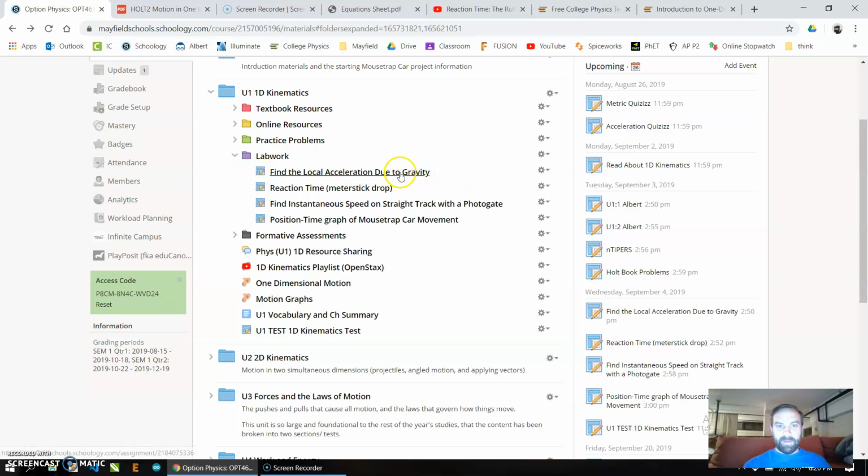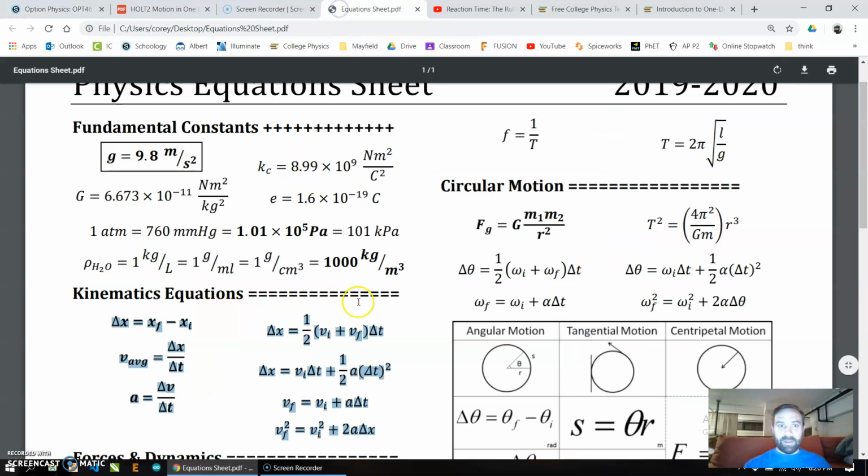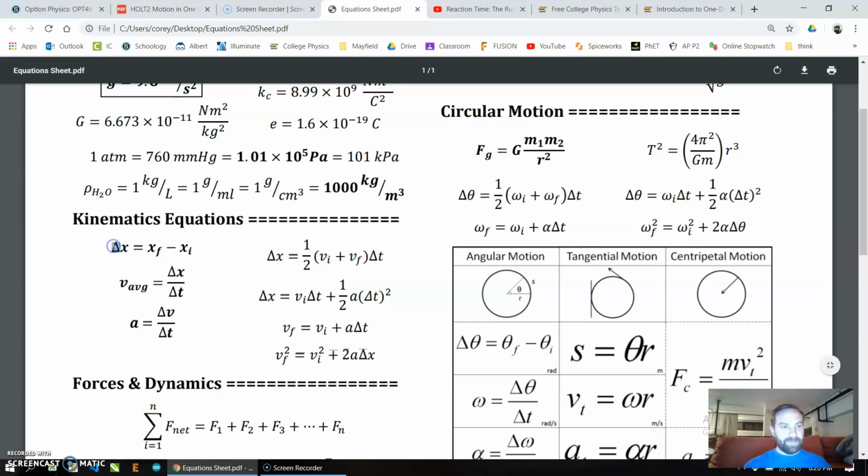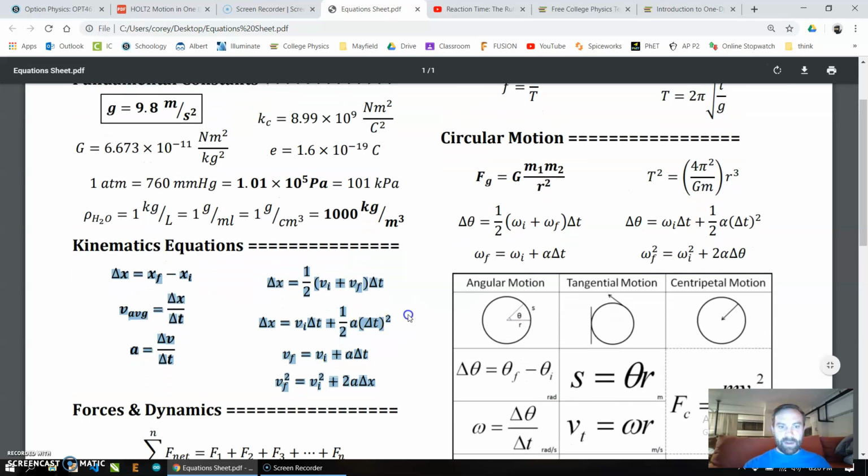So one of them that you can start off with is finding the local acceleration due to gravity. And I would recommend strongly that you try and find your own procedure for this, that you're going to need to define it. If you open up the assignment, you have an assigned Google Doc, that's what it's going to ask you to do. And I would encourage you to take a look at the equation sheet. This is the 2019-2020 equation sheet. And look at the kinematics section, which is where you're working right now. And through these equations, you should be able to figure out what is the acceleration due to gravity.